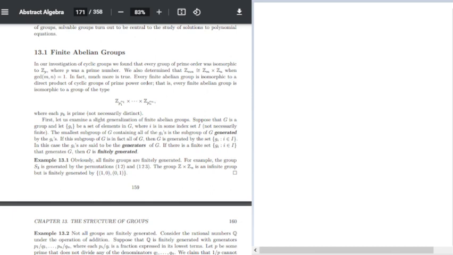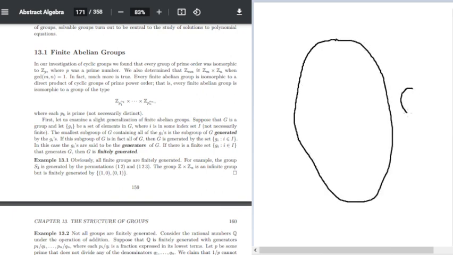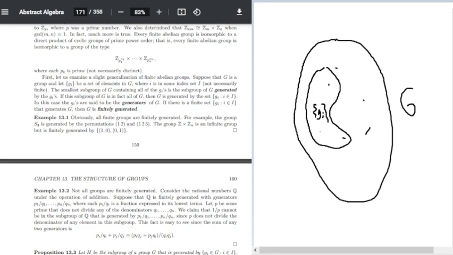First, let us examine a slight generalization of finite abelian groups. Suppose that G is a group and let G sub i be a set of elements in G, where i is some index set, not necessarily finite. So for example, this will be our group G, with elements like so, and we'll have some subset, which is the set G sub i. The smallest subgroup of G containing all of the G sub i's is the subgroup of G generated by the G sub i's.